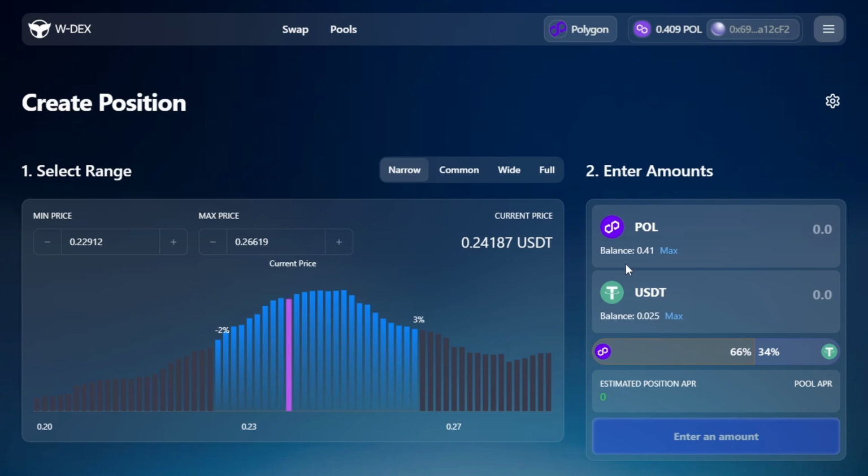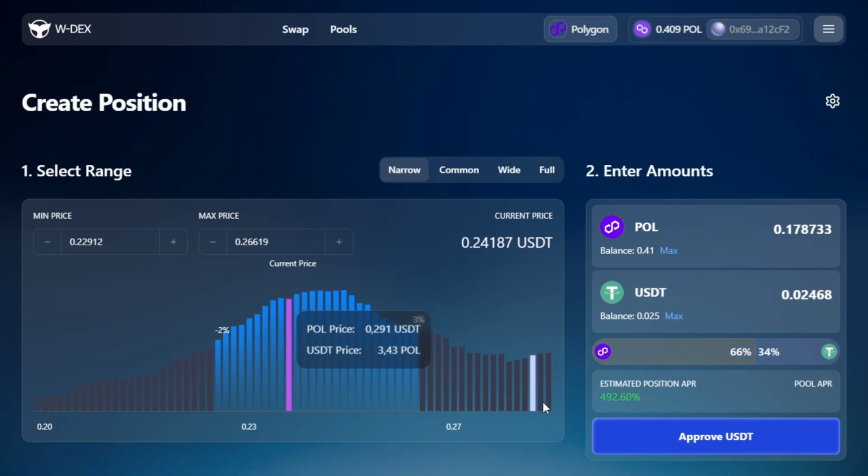Narrow is a very tight price range around the current market price, varying from -2% to +3%. This range has its own characteristics: maximum capital efficiency in the form of high fees during active trading within this narrow band. If the price goes beyond this range, your assets will no longer participate in swaps or generate fee income. This range is suitable only for experienced users who actively monitor the market.